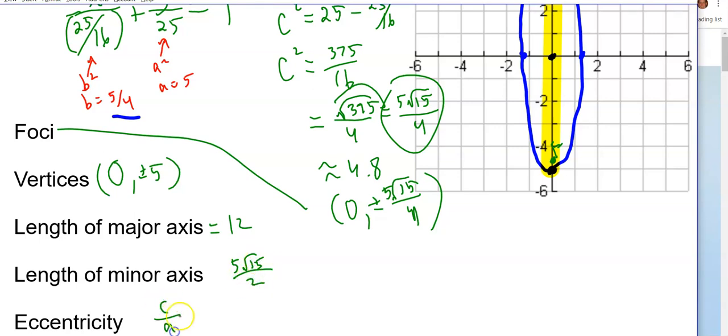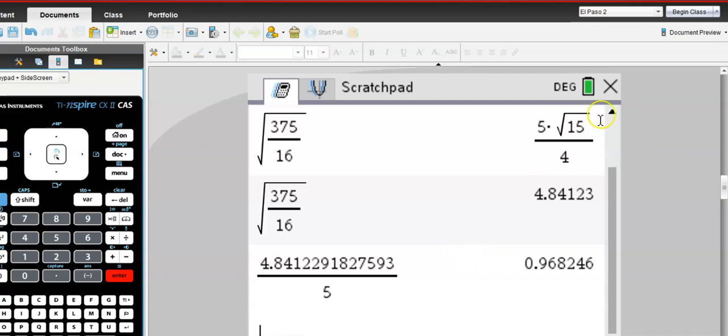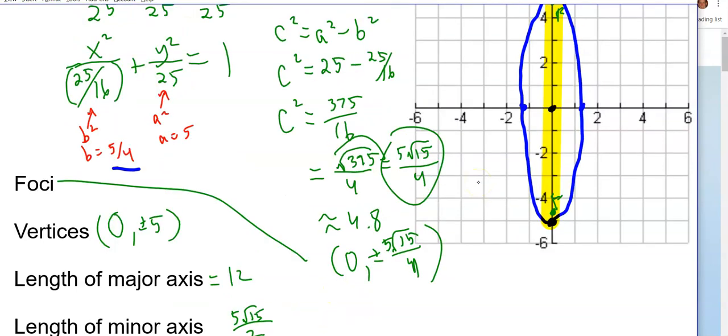Eccentricity is c over a, where c is that decimal 4.8-ish, divided by a. Sorry, a is 5. So 4.8 divided by 5. Let's just take that number we already have, I just wrote 4.8 because I'm going to divide this by 5. We get 0.968. Wow, that's huge. So that's 0.968, very close to 1, which means this is a very squished ellipse for sure.